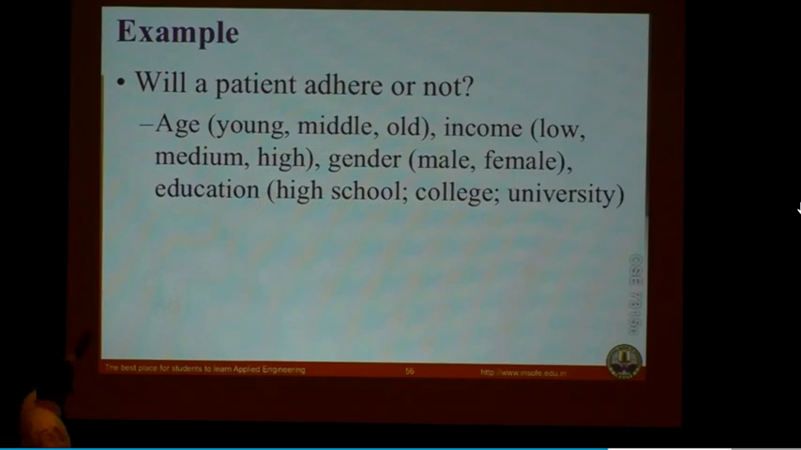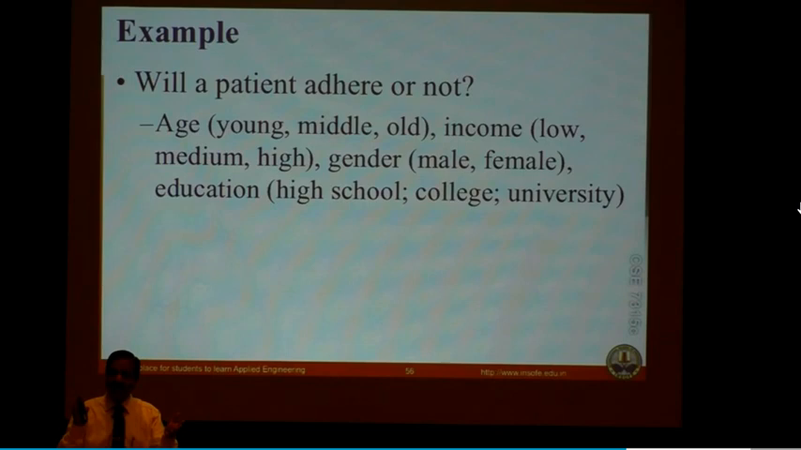So, example, will a patient adhere to medication or not? Non-adherence problem. And the variables, let's say we have these variables: age, income, gender, and education. All categorical with 3 levels here, 3 levels here, 2 levels here, 3 levels here. Okay? You can say on an average 3 levels are there, and 4 categorical variables, 4 times 3 is 12 levels. 12 multiplied by will a patient adhere or not? 2 classes. 12 to 24.